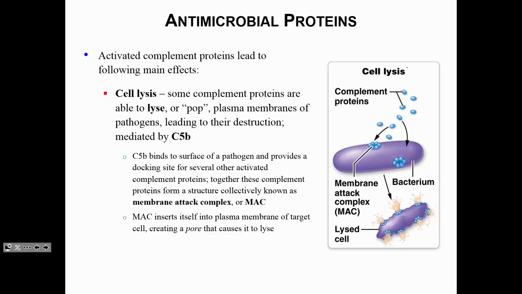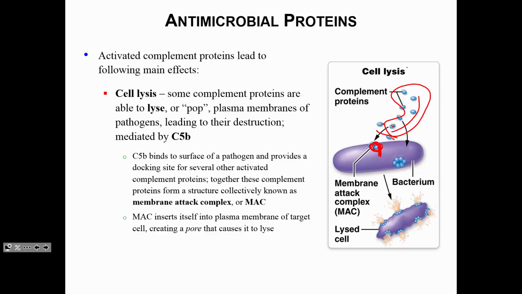Guys, the MAC is this right here. Do you see these blue bubbles that form this hole on the membrane? That's the MAC. Now, C5 is the first one that comes to this surface, and then all these other complement proteins are going to come in and help C5 form this MAC. The MAC inserts itself into the plasma membrane of whatever target cell, and it creates a pore. So it is basically drilling a pore to get into the inside of this cell.